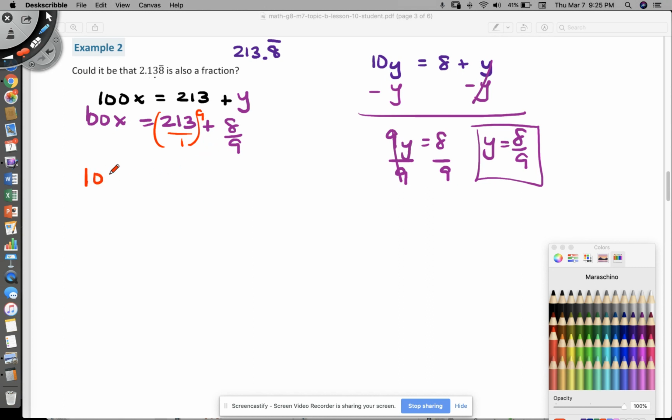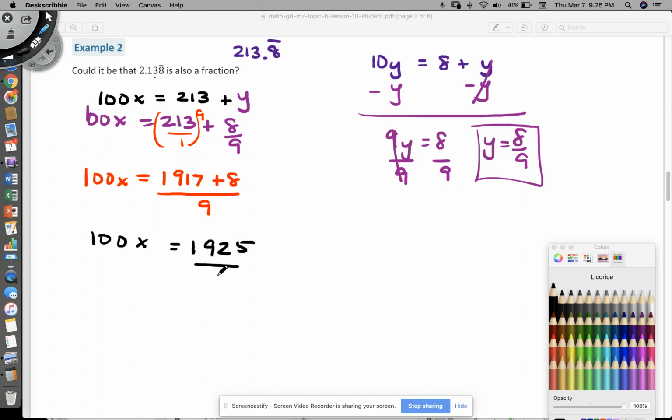So I get 100x equals 1,917 plus 8 now is all over 9. So that is 100x equals 1,925 over 9. All right, now we want this x by itself, so I'm going to divide out this 100.